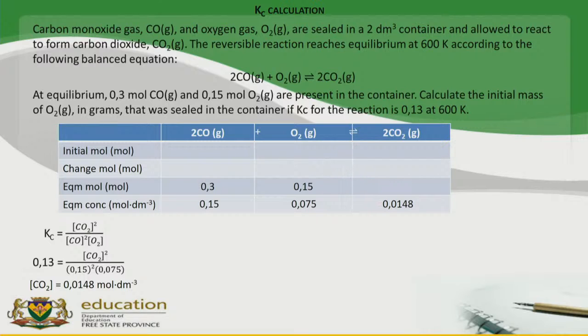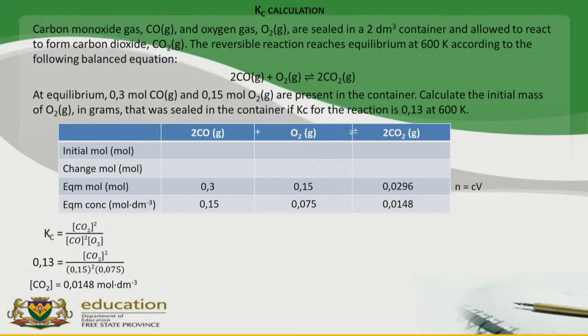So you are now working backwards. Since you have the concentration, which formula can you use to calculate the number of moles? You know that it is n is equal to CV. So you can calculate the number of moles of carbon dioxide there, which will be the concentration multiplied by the volume, which is 2 cubic decimeters. And then what else do you know?